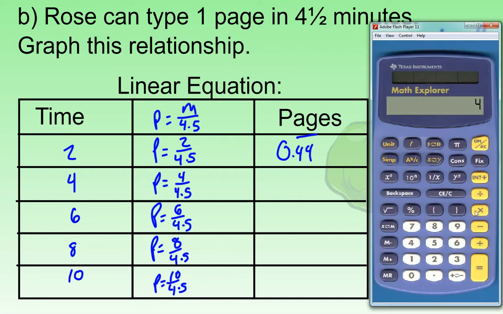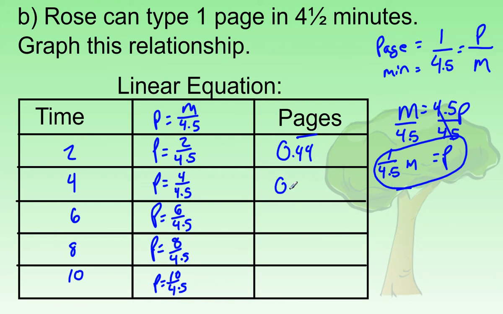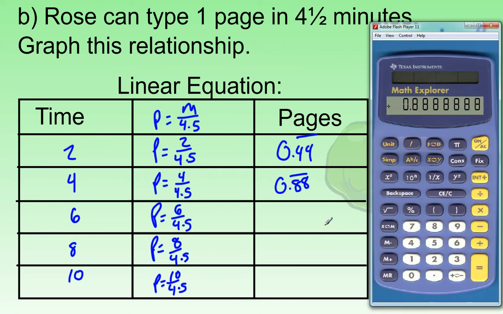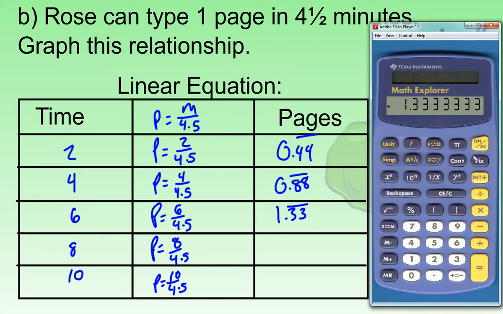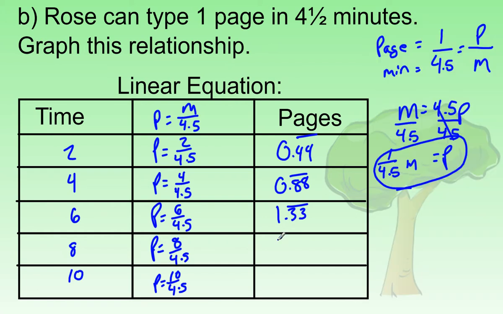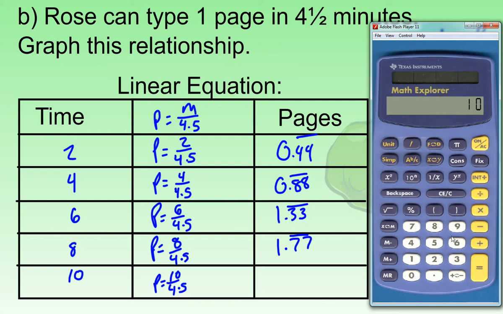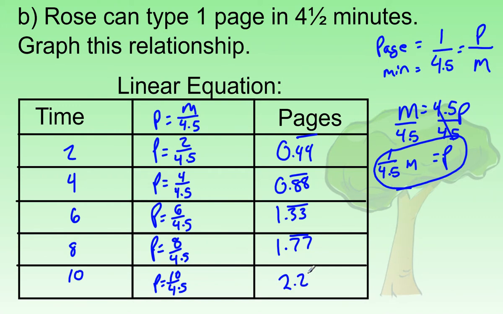And what about 4? 4 divided by 4.5, 0.88. I think I see a pattern. 6 divided by 4.5 is going to be 1.33. And then 8 divided by 4.5, 1.77. And finally, 10 divided by 4.5 equals 2.22.